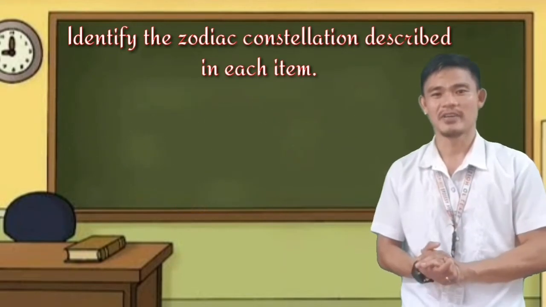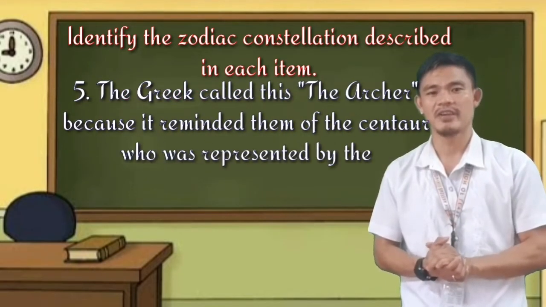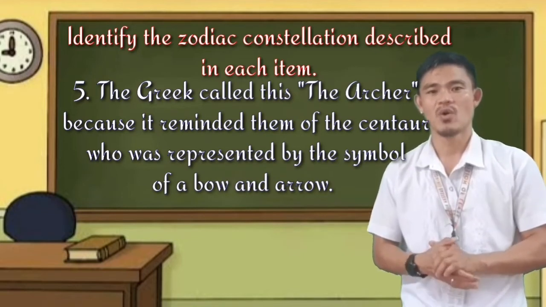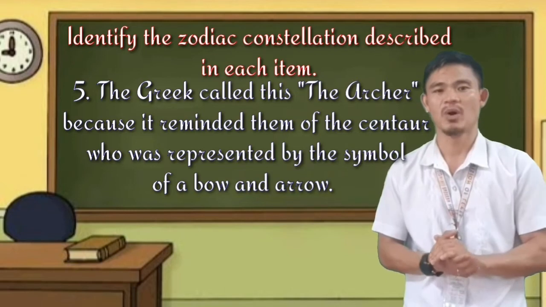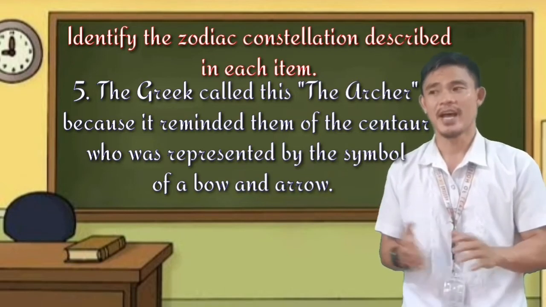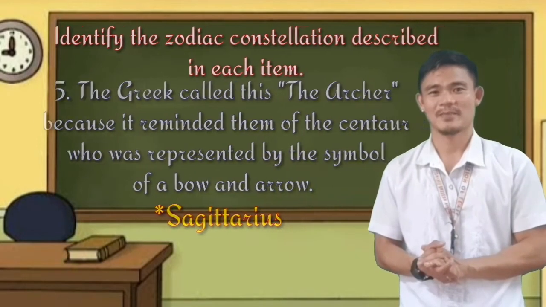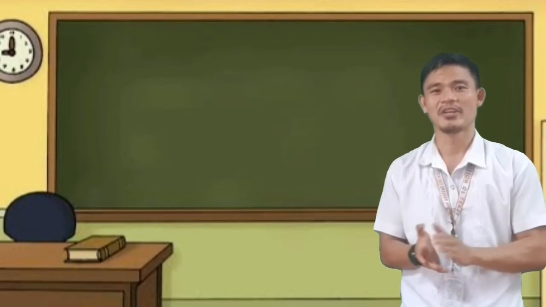For number 5, the Greek called this the archer because it reminded them of the centaur who was represented by the symbol of a bow and arrow in Greek mythology. The answer is Sagittarius. Alright, very good.